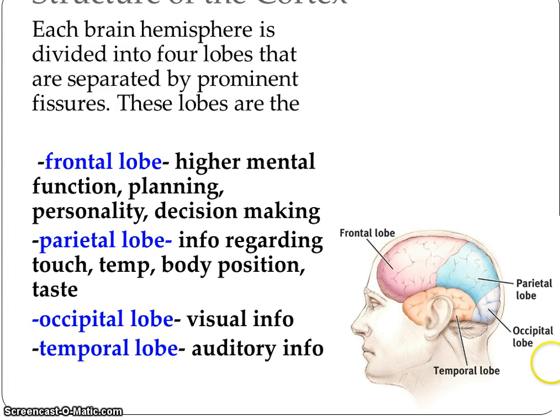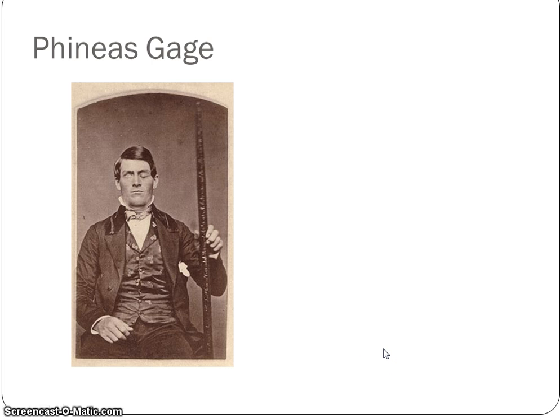The temporal lobe is where your temples are, right above your ear, and this is important for auditory information. If you think about the physical spot of the temporal lobe in your brain, it's right above your ear, and it's going to help you process auditory information.